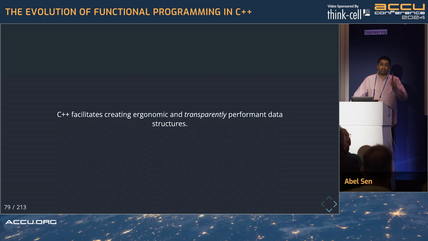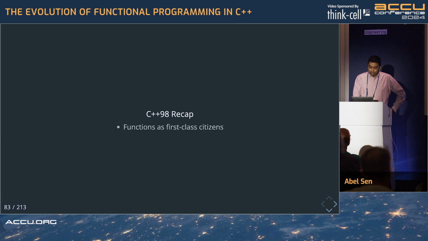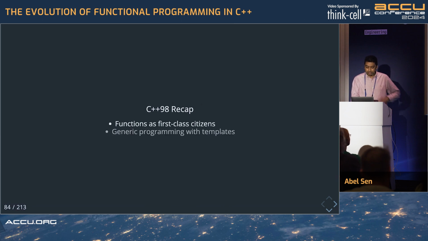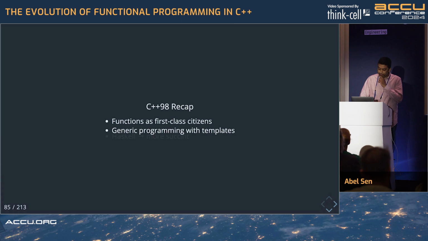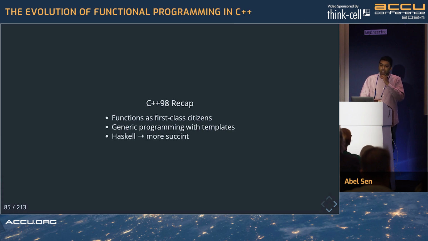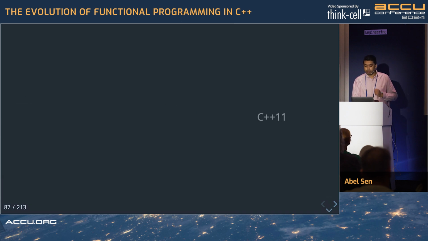What I'll say about that is that C++ facilitates creating ergonomic and transparently performant data structures for your clients to use. I'm going to skip any potential discussion about template metaprogramming in C++98. I believe that's a whole can of worms, best left for a whole other talk entirely. Basically, we got functions as first-class citizens and generic programming with templates right off the bat with the first ISO standard release. We saw that Haskell may be more succinct, but it does come with more painful specialization in the case of polymorphic data types.